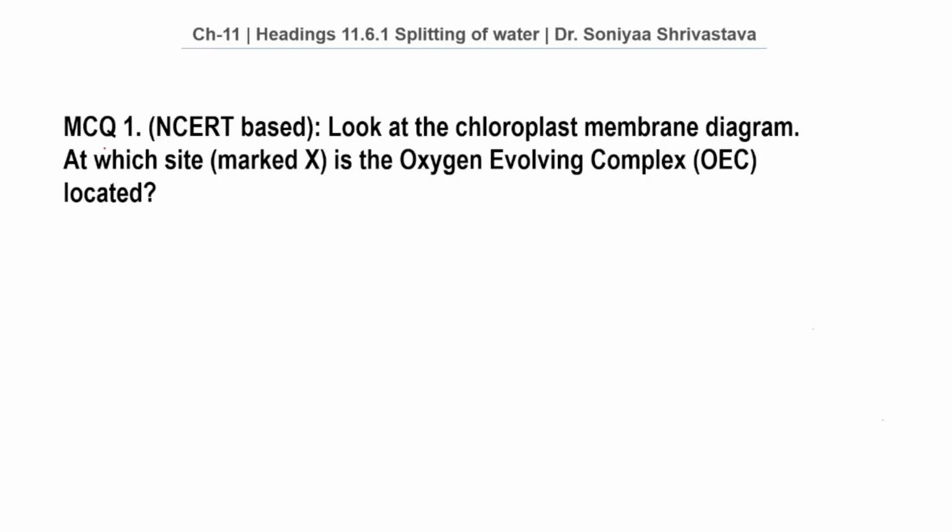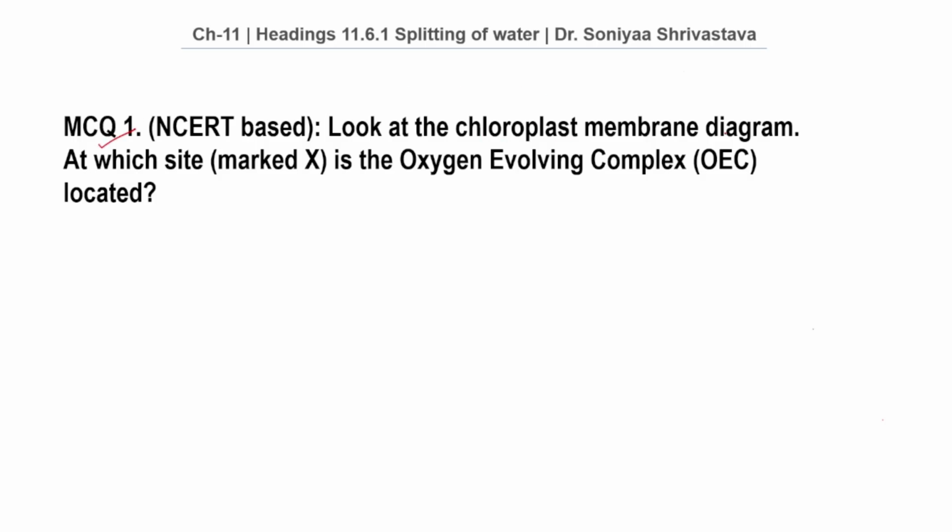So in today's class, we'll be covering headings 11.5 and 11.6 part 2 of chapter photosynthesis, in which we'll answer these questions by studying cyclic photophosphorylation and chemiosmosis, the two important concepts that are frequently tested in NEET. So let's begin. Let's start with MCQ number 1.